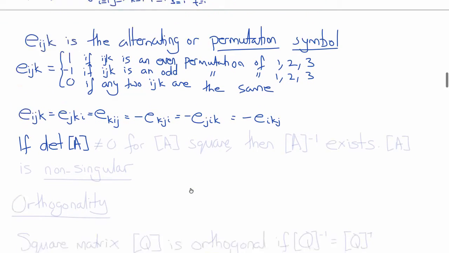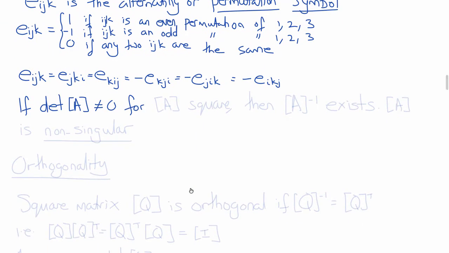If the determinant of A is not equal to 0 for the square matrix A, then we know that the inverse of A must exist. A is said to be non-singular.